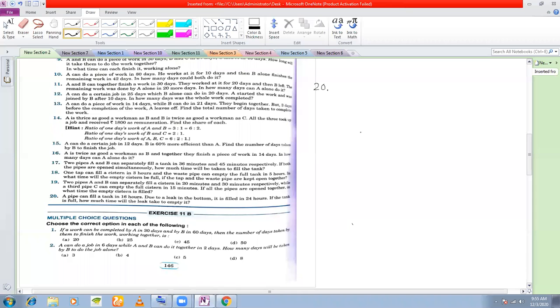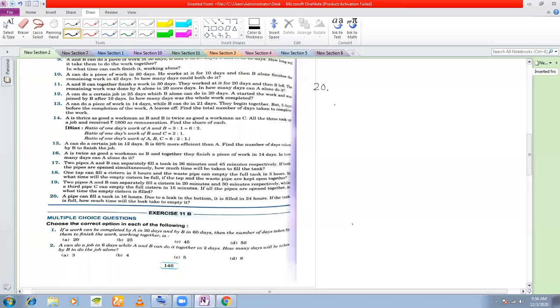A pipe can fill a tank in 16 hours. Due to a leak in the bottom, it is filled in 24 hours. If the tank is full, how much time will the leak take to empty it? That is the question. Now see here that the question is regarding emptying, not about how much time it will take to fill the tank.